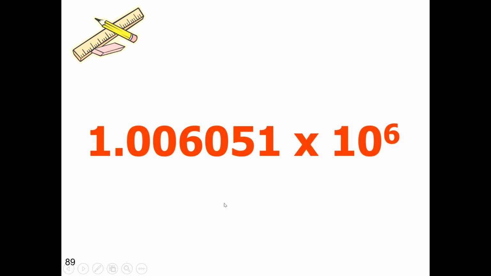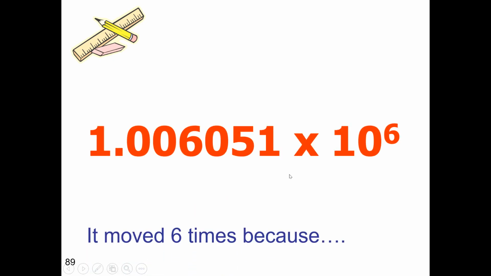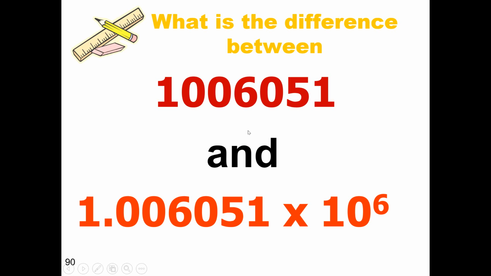By the way, what this actually means is we have 1.006051 times 10 to the 6th power because this is 1.006051 times 10, times 10, times 10, times 10, times 10, times 10. And each time you multiply it by 10, the decimal moves over. So the values are exactly the same. The meaning of these measurements are exactly the same. All right, so here's my next example.